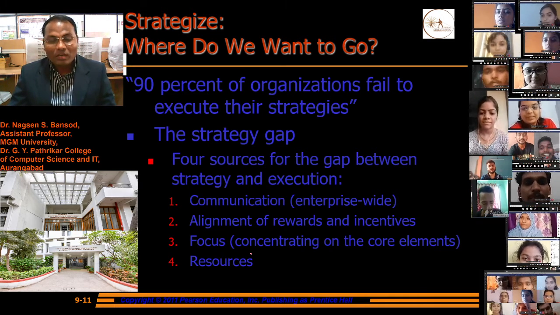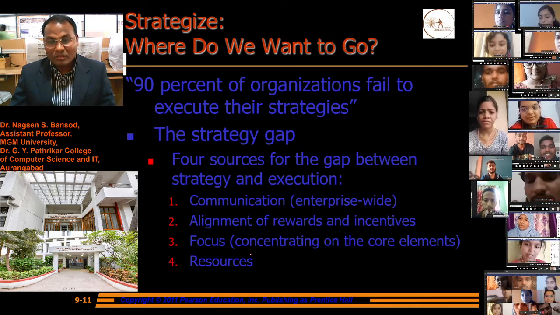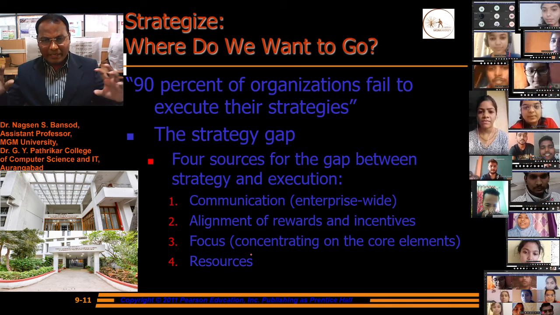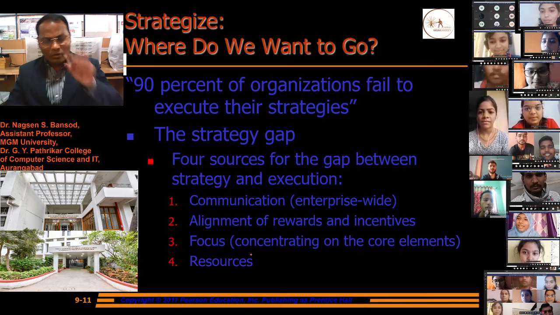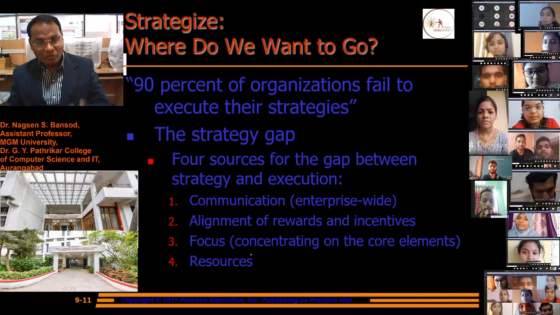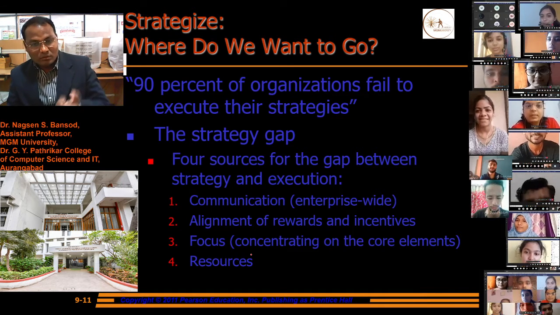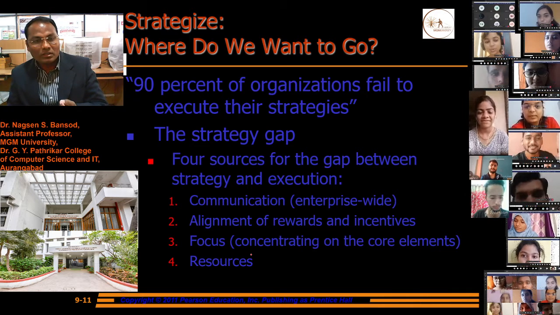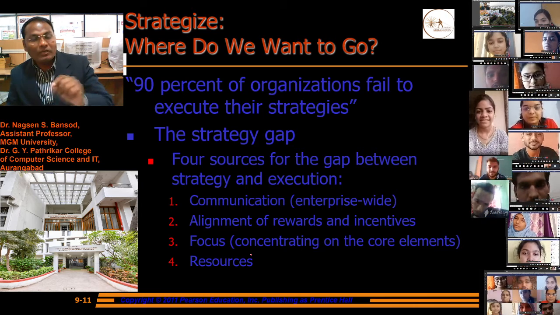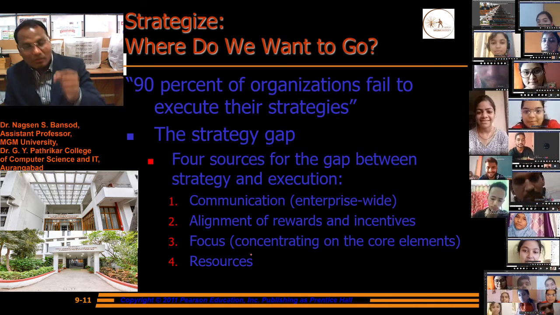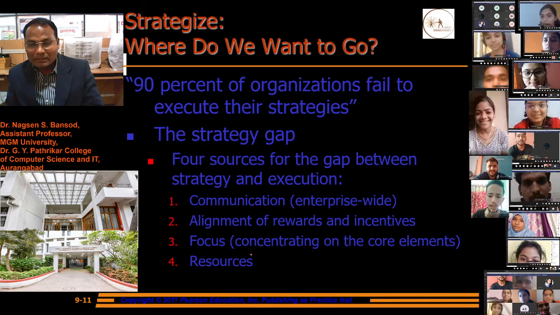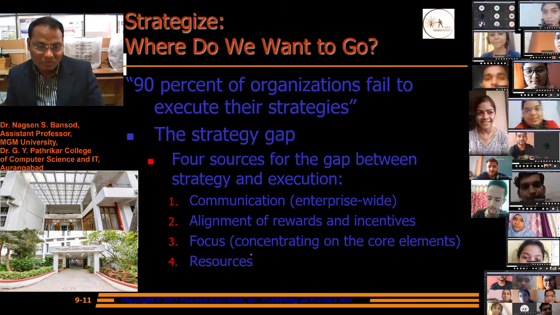Focus: the third point is focus. Concentrate on the core elements. We have to create the focus of all employees on our product. We also have to focus on that product. Our managers should be focused on that. This is also very important. If there is no focus on the product, the company will fail, and the company will suffer failure or loss.